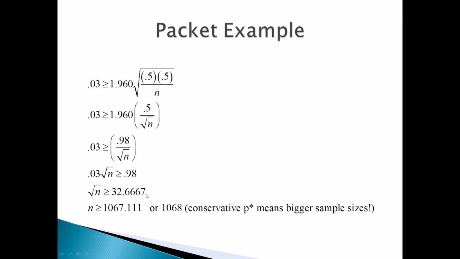32.6667. At this point, this is where kids make their most mistakes. You undo a square root with a square, but I see kids undoing a square root with another square root, which is not right. So square both sides, n is greater than or equal to this.